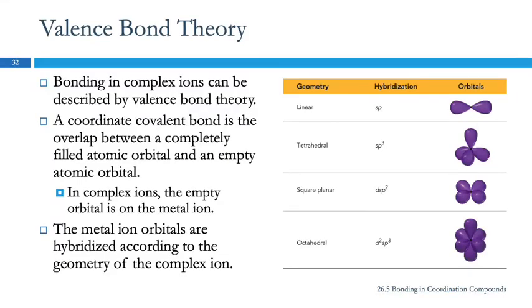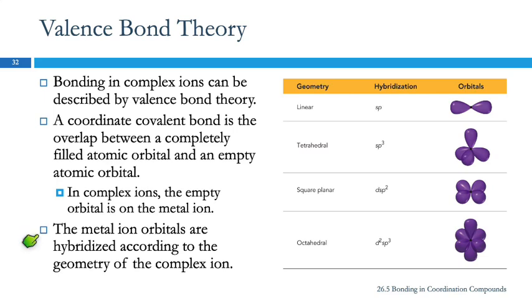Valence bond theory. So we can describe the bonding that happens in complex ions using valence bond theory. What's happening here is we've got a coordinate covalent bond. Instead of overlapping two half-filled orbitals, we're overlapping a completely filled orbital with an empty atomic orbital. In these complex ions, the empty orbital is always going to be on the metal ion.